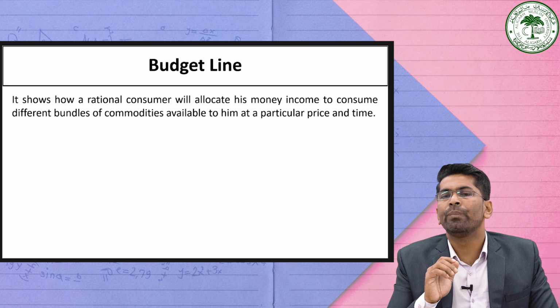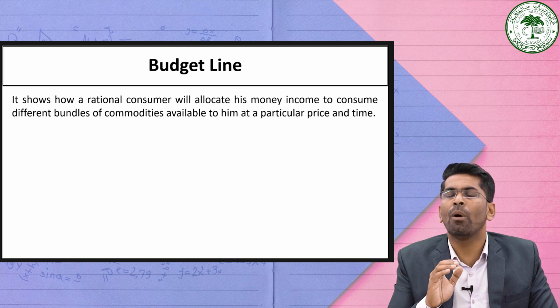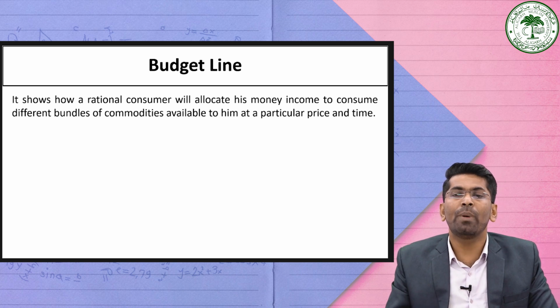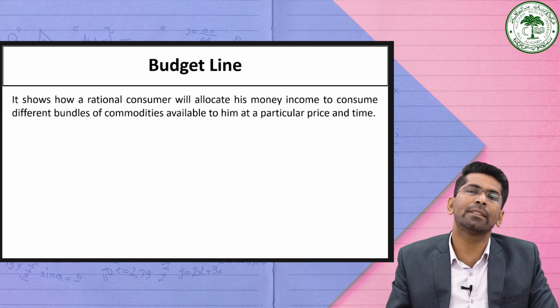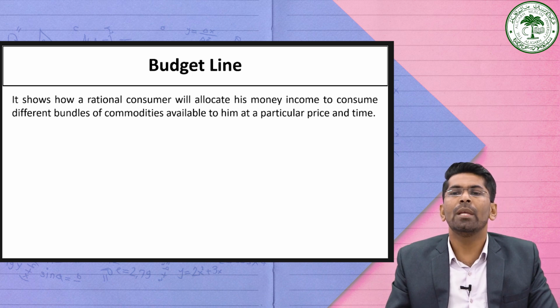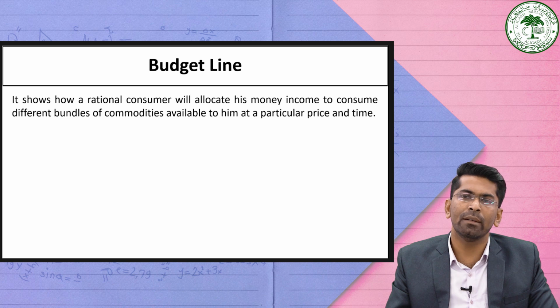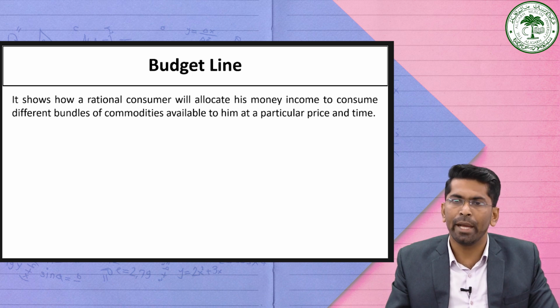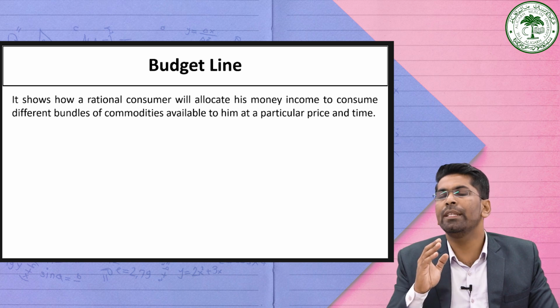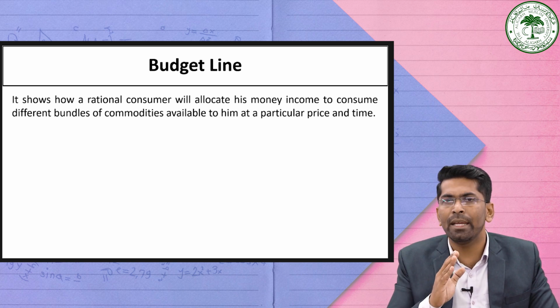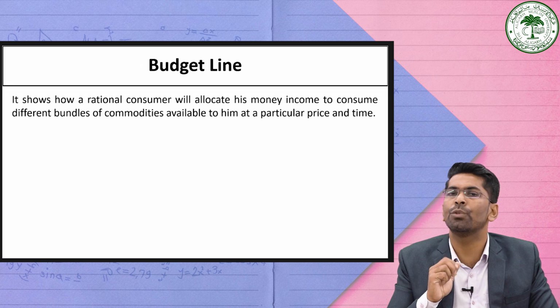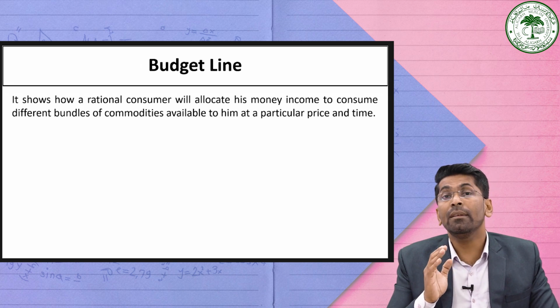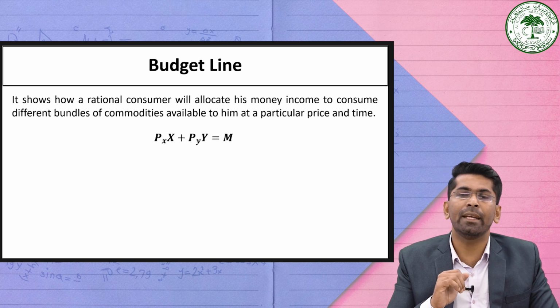So let us assume a consumer has a money income of M units, and he wishes to purchase two commodities, commodity X and commodity Y. The prices of these commodities are also given. That is, Px denotes the price of X and Py denotes the price of commodity Y. And if the consumer wishes to spend his entire money income on these two commodities, then this relationship can be expressed mathematically.